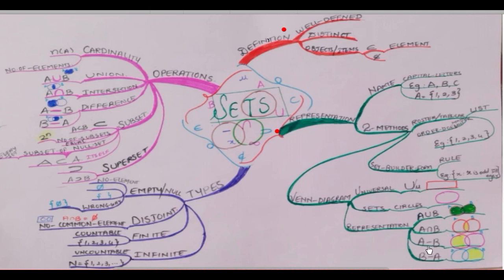Now coming to the third one, A minus B. The first circle represents A and the second circle represents B. As you can see, this shaded portion should not include this overlapped area. Let me highlight it.